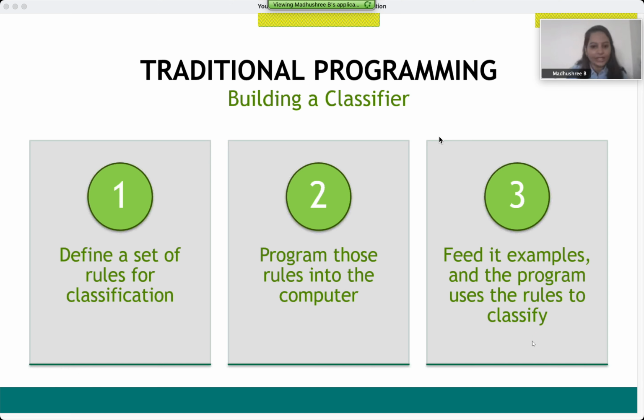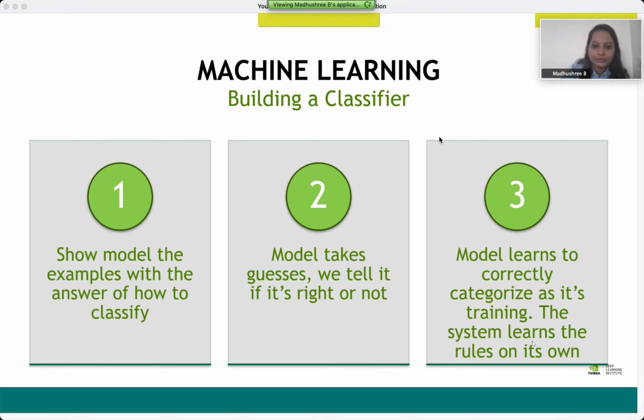Take one more example like chess. Chess has so many rules, right? Traditional expert systems hard coded all these rules and said what is the next move to do. So this is the traditional way of programming.